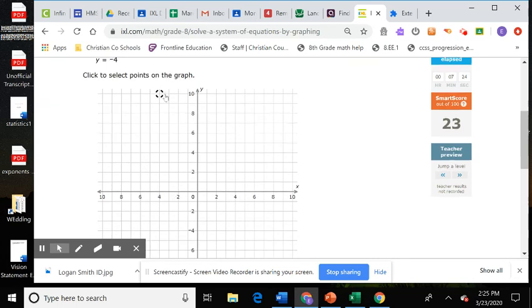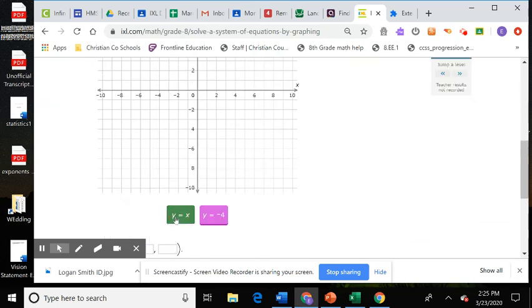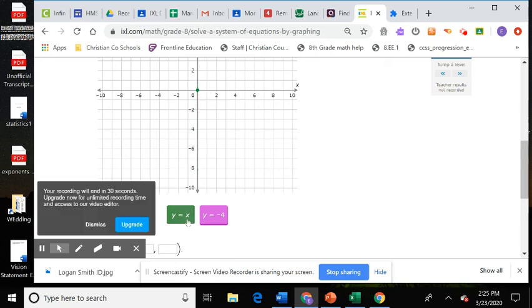Okay? So I'm going to click on this y equals x. This one's a little tricky for some people because our equation is y equals mx plus b. There's not a plus b here, which means we will start at the origin. Okay, and then the coefficient is 1, so we'll go up 1 over 1.